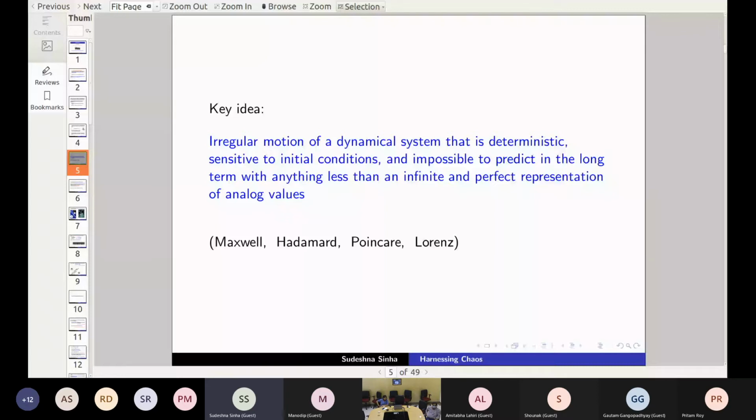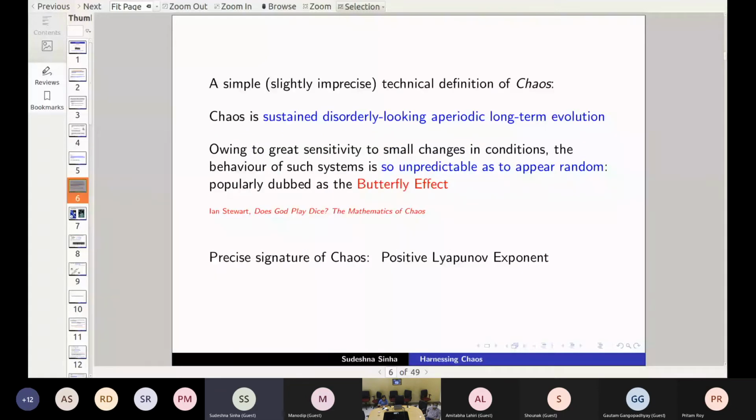So this is what people suddenly woke up to, that this is classical mechanics. You ought to have known it perfectly, but somehow you have unpredictability built into it. You have not put in noise, but still you have it. So I'll attempt a simple, slightly imprecise definition of chaos. I will put it as sustained, disorderly looking, aperiodic, long-term evolution.